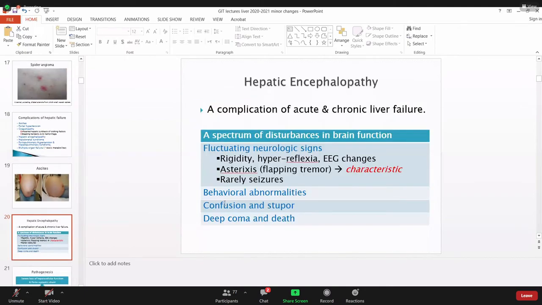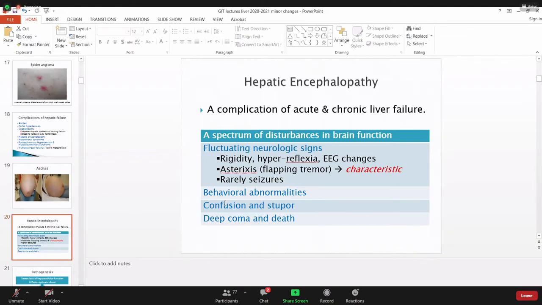Hepatic encephalopathy is one disease where the patient develops CNS manifestations without damage to the cells; they are normal, but the patient has CNS manifestations. This is due to liver failure. So it could be a complication of acute or chronic liver failure.